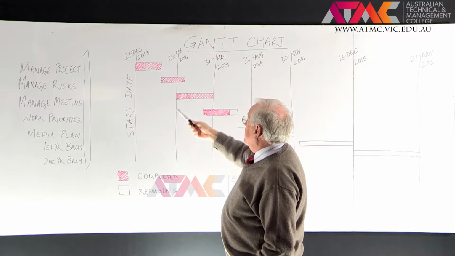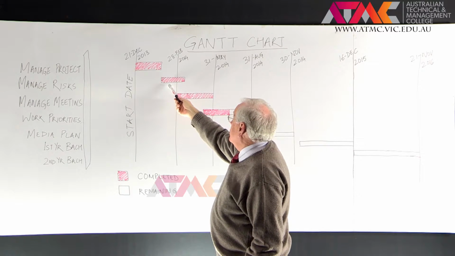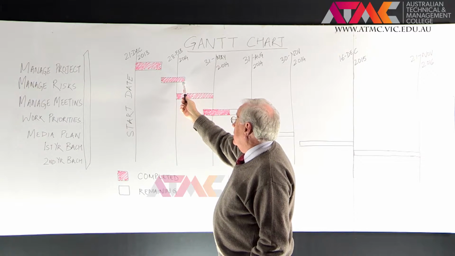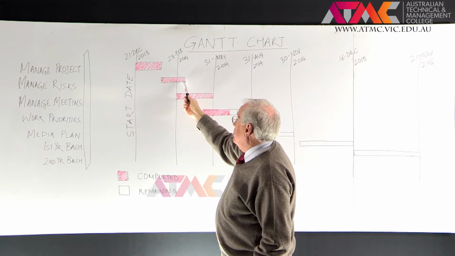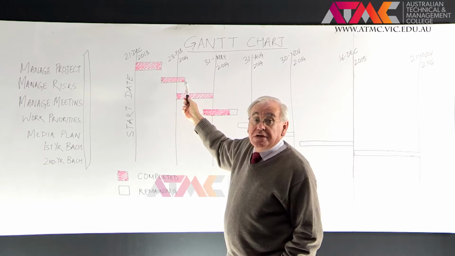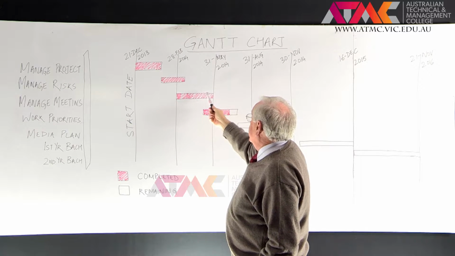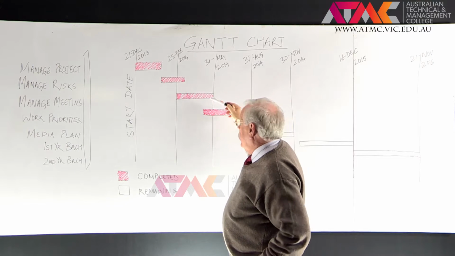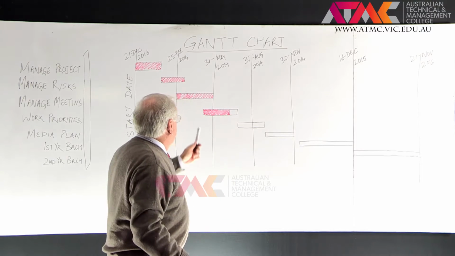Then somewhere in the start of February, we have started manage risks. And that's gone through past February and we've completed it. But notice this, manage meetings. Before we completed manage risks, we started manage meetings. So sometimes they can overlap, and that will tell us that. And we've completed manage meetings on the 31st of May, and again we've overlapped with work priorities, as you can see here.